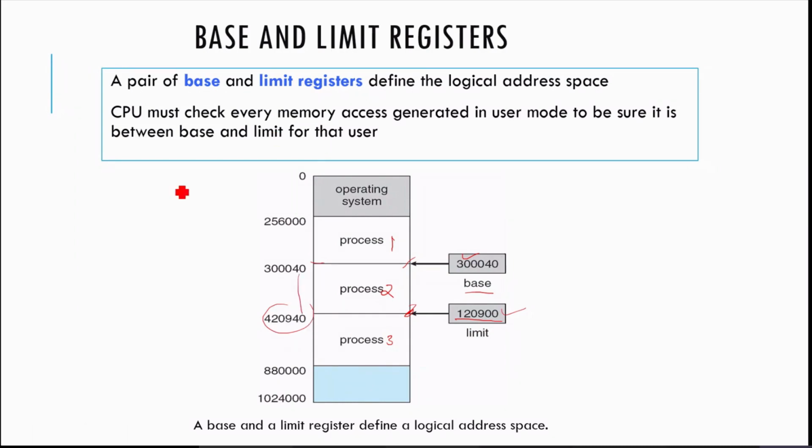How can we get this value? If we take the difference between 420940 and 300040, we will get this value. How much will it come to? It will come to 120900. You may check it. So this is called the limit. Whatever process is there, its range can't go beyond this one. It will stay in that range.